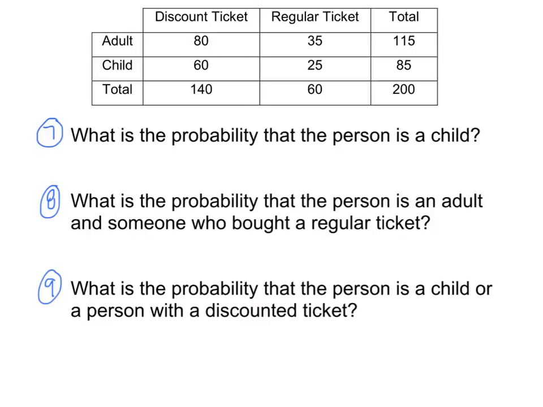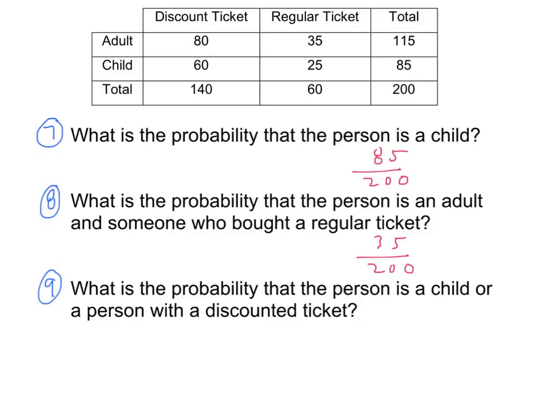All right, so to finish off, let's see how you did. Number 7, probability that the person is a child. Well, how many total children are there? That is 85, so that should be 85 out of 200. Number 8, what's the probability that the person is an adult and someone who bought a regular ticket? So adult and regular, that's 35. So that'd be 35 out of the 200.